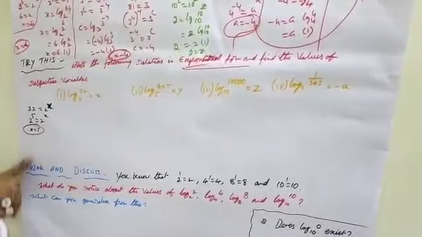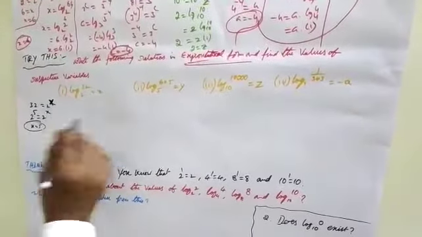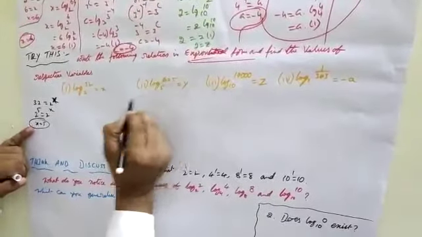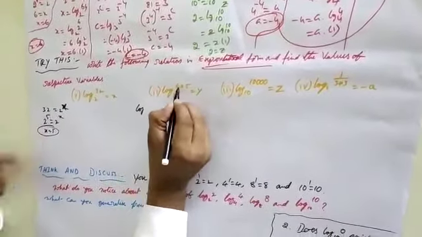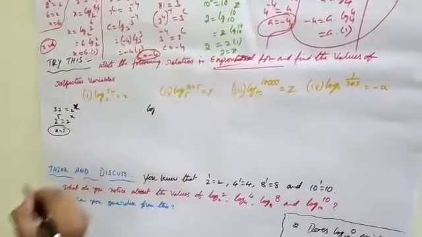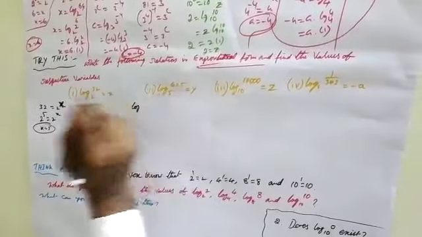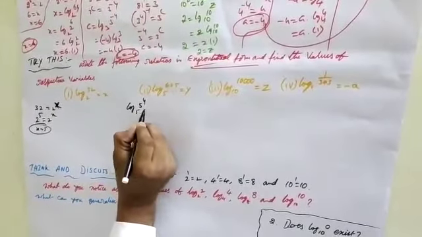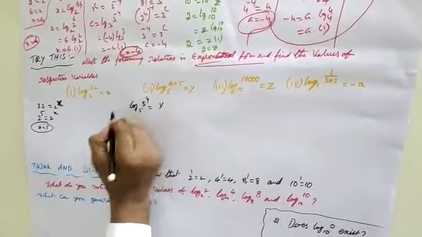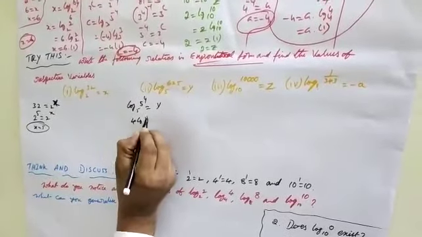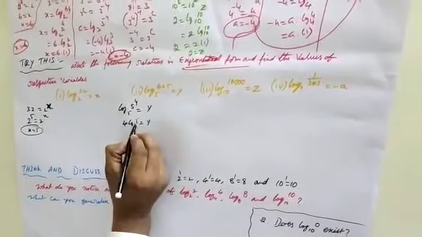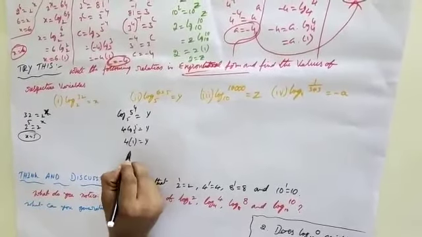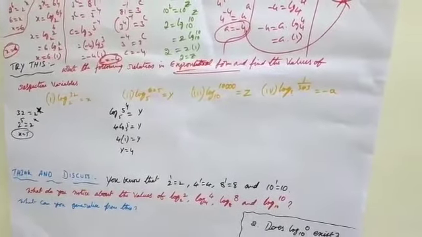At the same time, go to this. Following the exponential form, find the value of x. Go to the log 625. What is the meaning of log 625? 625 is 5 power 4, so log of 5 power 4 base 5 is equal to y. The 4 is transferred to before log: 4 log 5 base 5 is equal to y. Log 5 base 5 means 1, that is equal to y. Therefore, y is equal to 4.